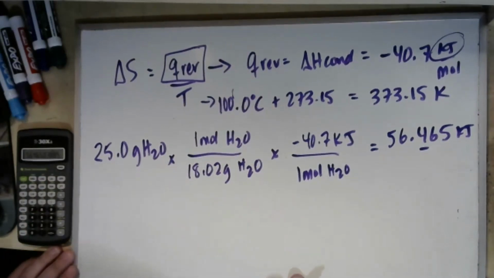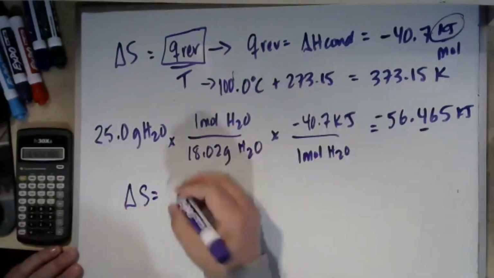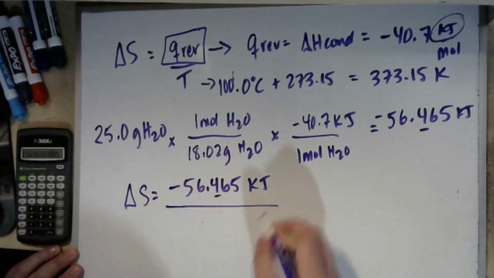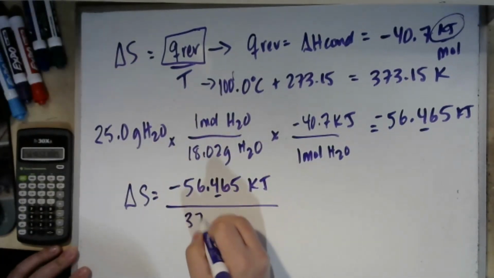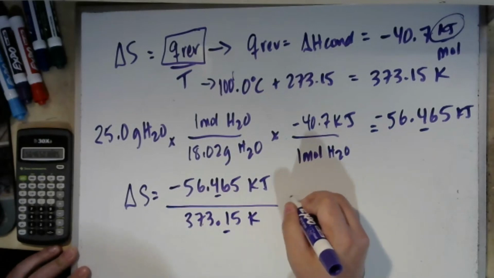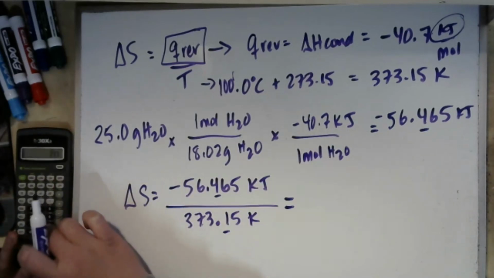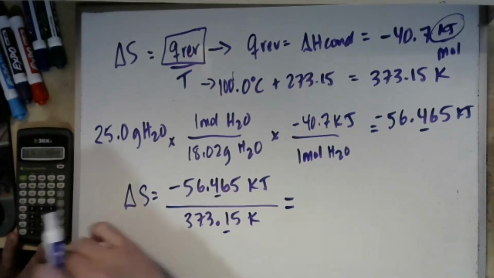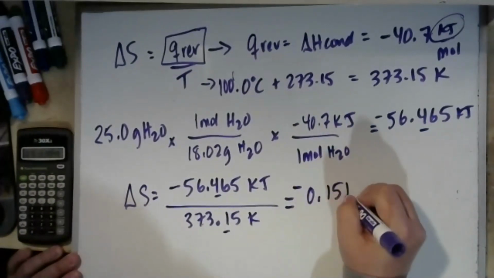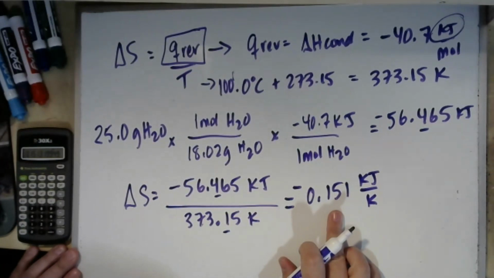Now I can calculate the delta S. So the delta S is going to be, forgot that negative sign, it's going to be negative 56.465 divided by 373.15 Kelvin. And we're going to get negative 0.151 kilojoules per Kelvin. And you're going to see that these delta S values are usually reported in terms of joules per Kelvin.